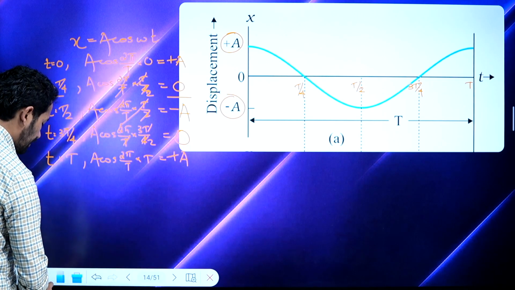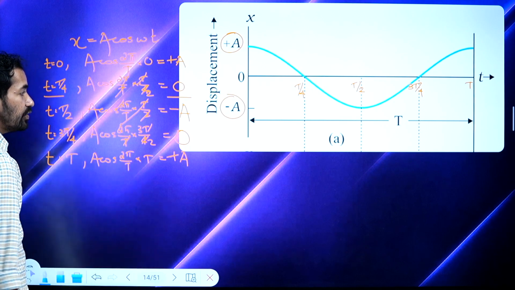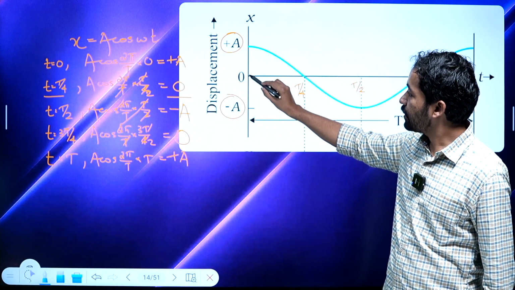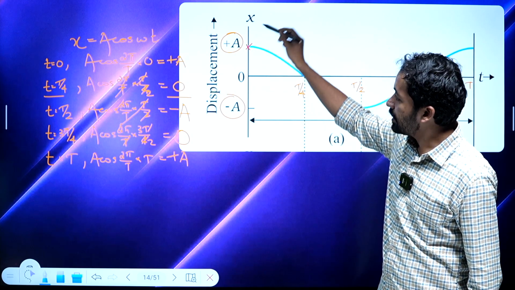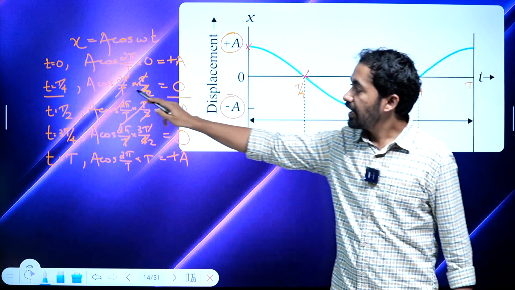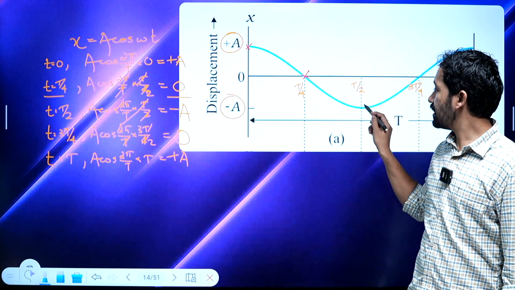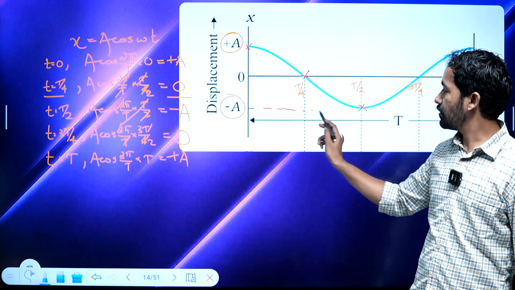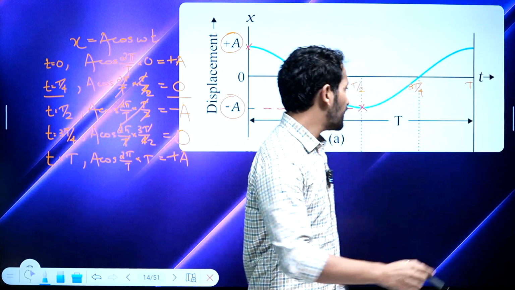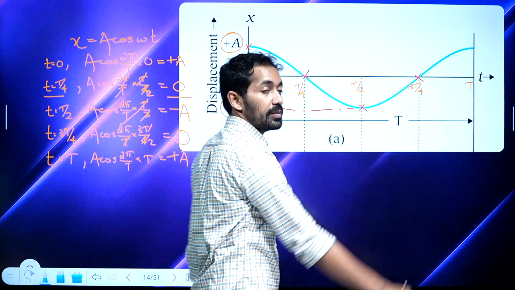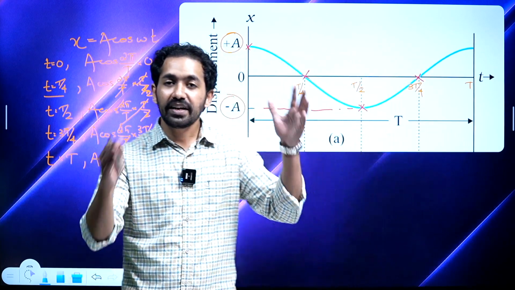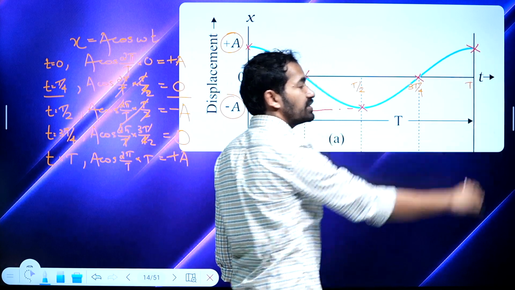Now please look here. This is how you will draw a graph. When you started at time t is equal to 0, the particle was here. At time t is equal to T by 4, the particle is at mean position. At time t is equal to T by 2, the particle is at minus a. See, negative amplitude, the particle is at minus a. Now at time t is equal to 3T by 4, the particle is again at mean position, and at the end of one time period, the particle is again back at positive extreme.